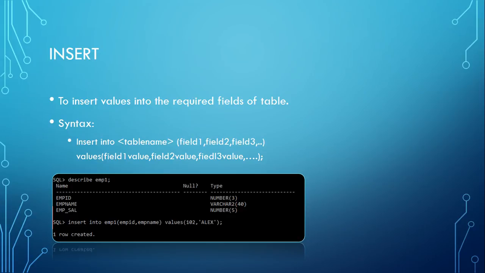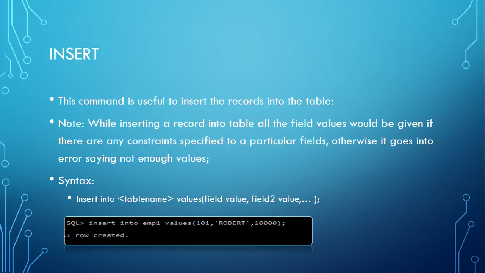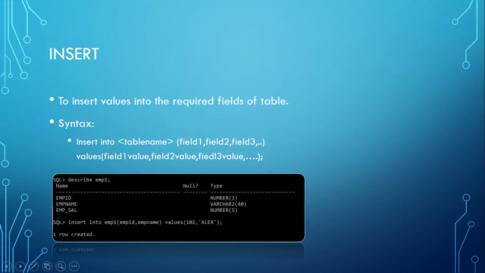For that, you need to know the properties, so first I will write the command describe. Okay, I know the field names: employee ID, employee name and employee salary. Now you insert into employee 1, specifying the 2 specific field names you want to enter, and then the values are defined. Earlier we gave 3 fields. Now you can see only 2 fields' values are updated.